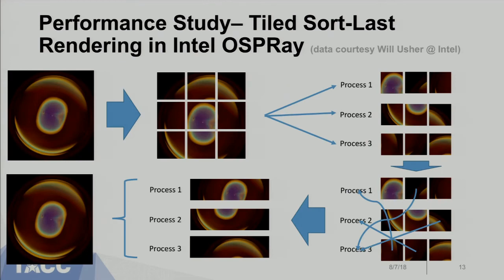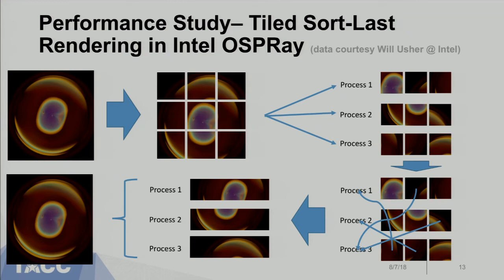Okay, so I want to talk a little bit about this performance example, which is specifically doing tiled sort-last rendering. And I'll tell you a little bit more about what that means. This is courtesy of Will Usher, who's an engineering intern at Intel, working with the graphics team under Jim Jeffers. He's also, I think, just finishing his doctorate at the SCI Institute at Utah.